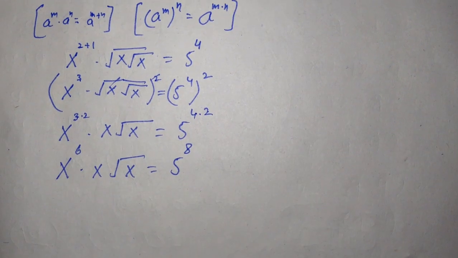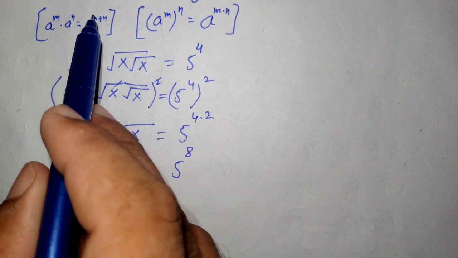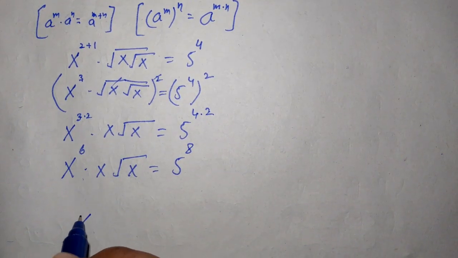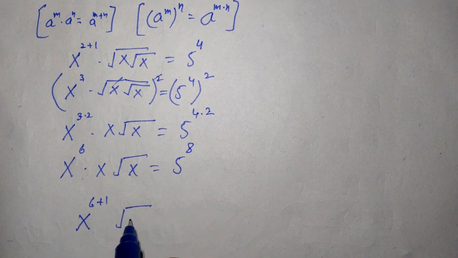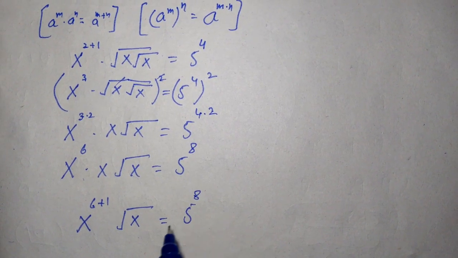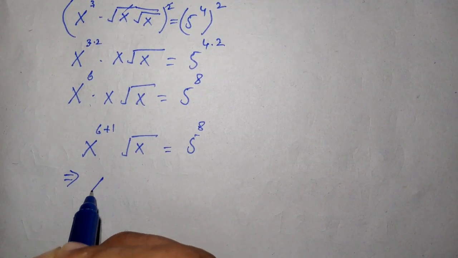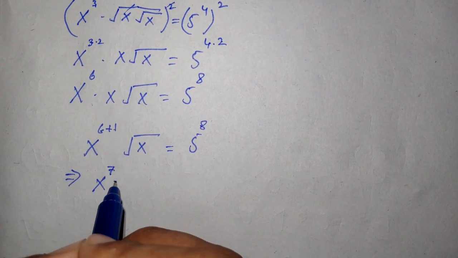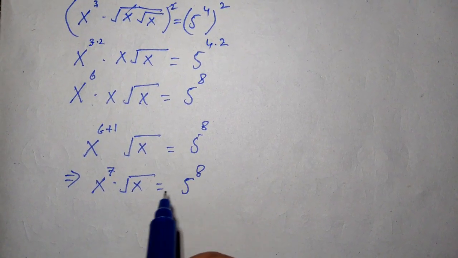Now again we know that a to the power of m times a to the power of n can be written as a to the power of m plus n. So this will become x to the power of 6 plus 1 times square root of this x is equal to 5 to the power of 8. And again this will become x to the power of 6 plus 1 is equal to 7, times square root of x is equal to 5 to the power of 8.